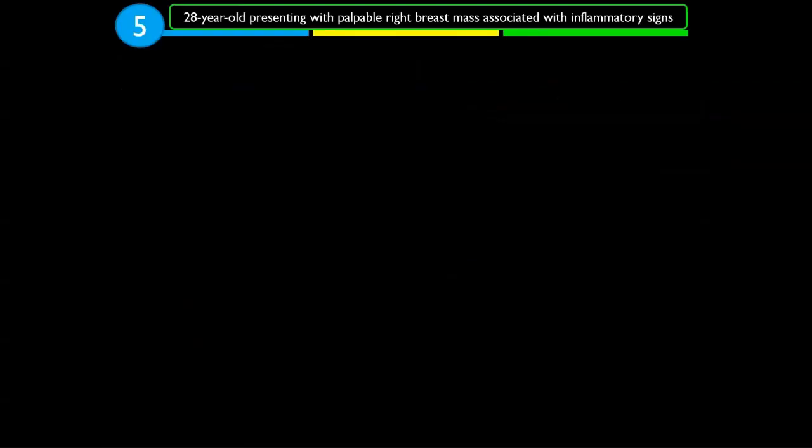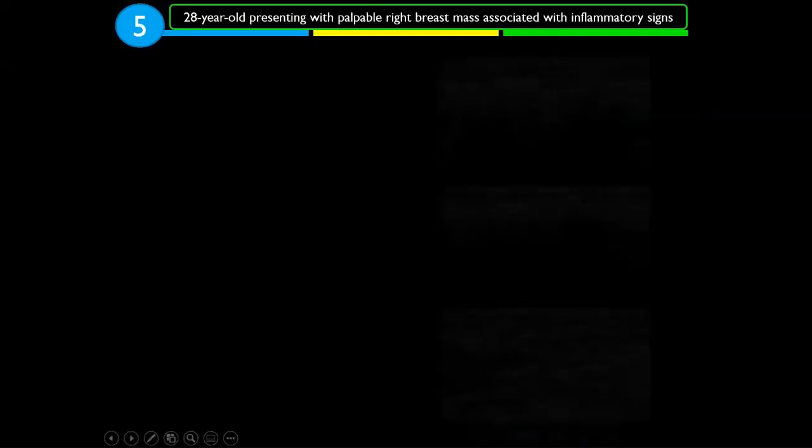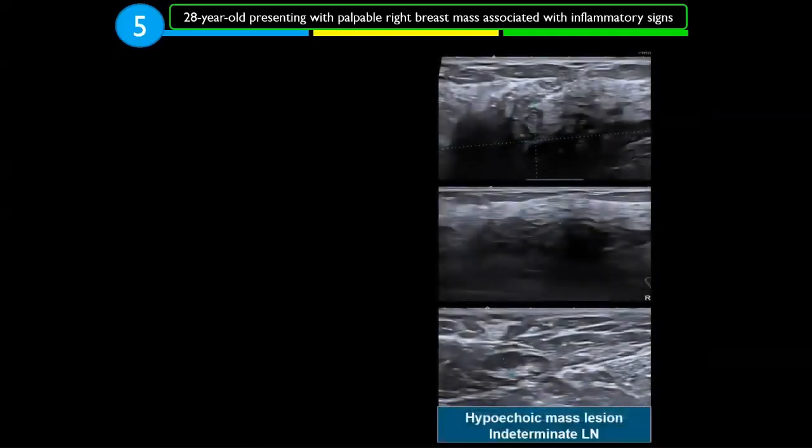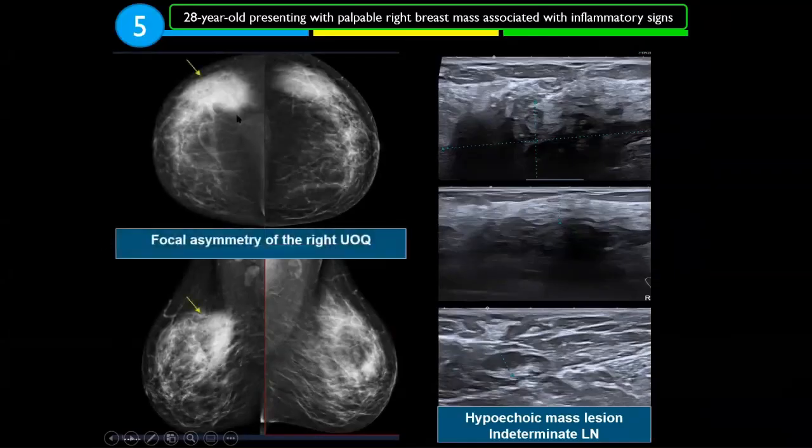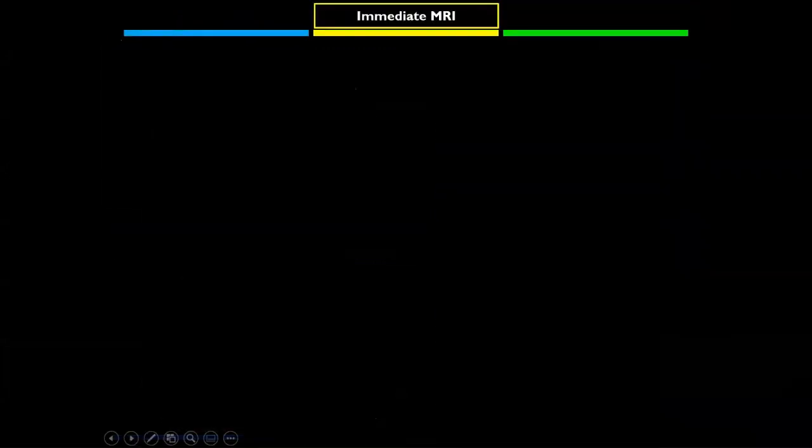This is case number 5. She is a 28-year-old presenting with a palpable right breast mass associated with inflammatory signs. This was her ultrasound examination, which revealed multiple hypoechoic mass lesions with indeterminate axillary lymph nodes. And this was her mammogram, which showed a focal asymmetry of the right upper outer quadrant.